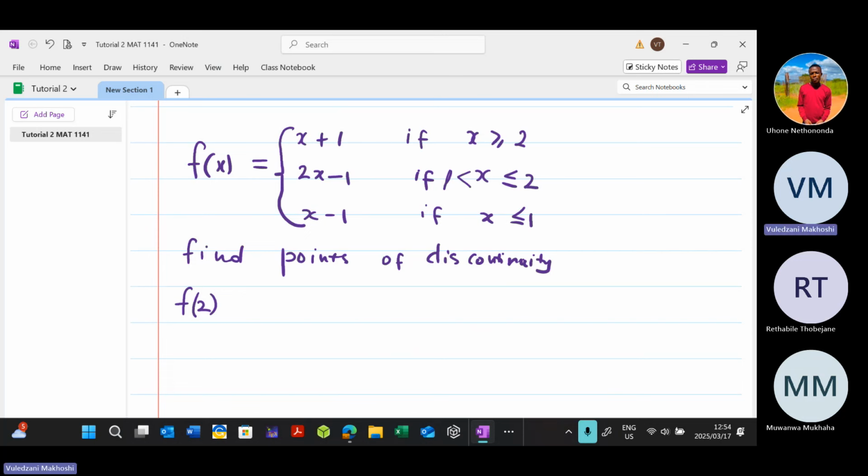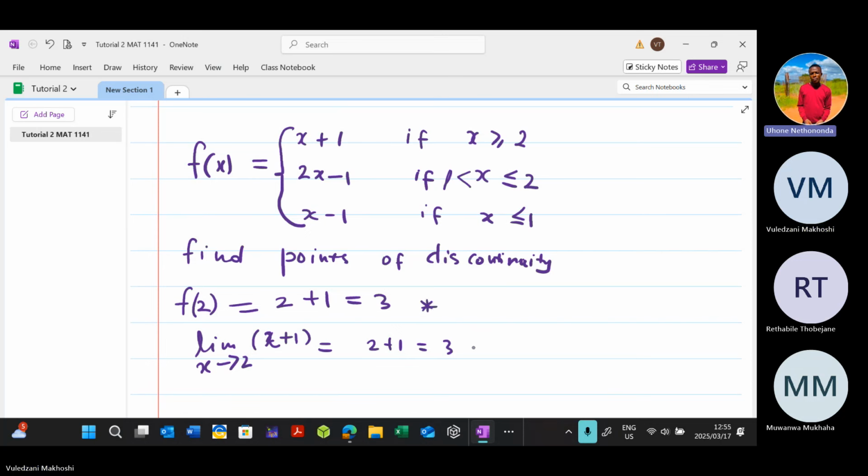So we can speak of f of 2. In this function, we notice that f of 2, for the first part, will be 2 plus 1, which is 3. All right. And let us check the continuity of this function. Of course, the limit also exists, because if we evaluate the limit of that portion, when x is approaching 2, either from the left or from the right, we'll have x plus 1, which is 2 plus 1, which is 3. So we can see that this is equal to that. So it is continuous at 2.